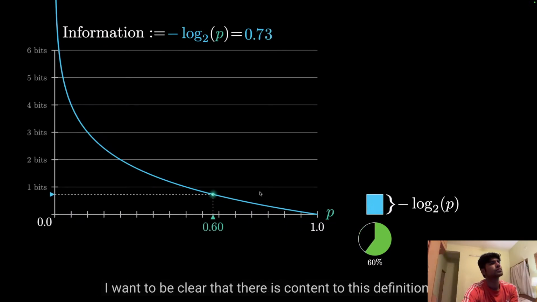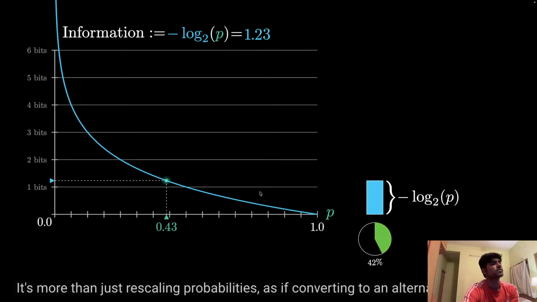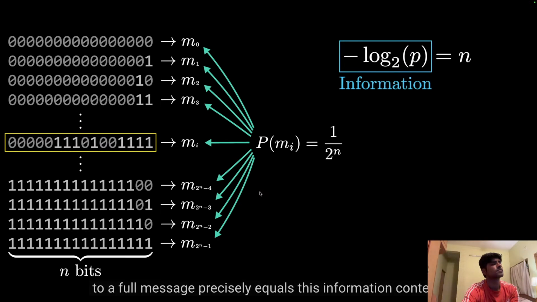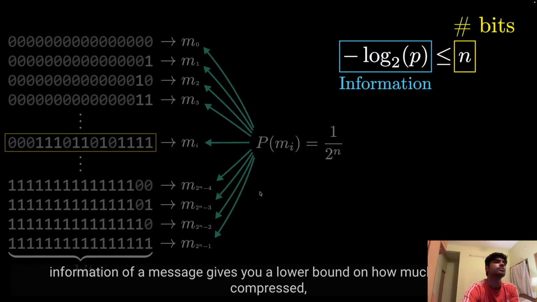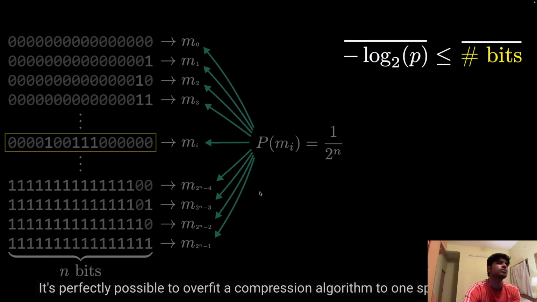I want to be clear that there is content to this definition. It's more than just rescaling probabilities, as if converting to an alternate unit system. You've already seen the core idea. In a perfect compression scheme, the number of bits allocated to a full message precisely equals this information content. Now, of course, perfect compression is not always possible. Your probabilities of messages are likely not perfect powers of 2. So the more general way you would frame this is to say that the information of a message gives you a lower bound on how much it can be compressed. At least when you average over all possible messages, it's perfectly possible to overfit a compression algorithm to one specific case.